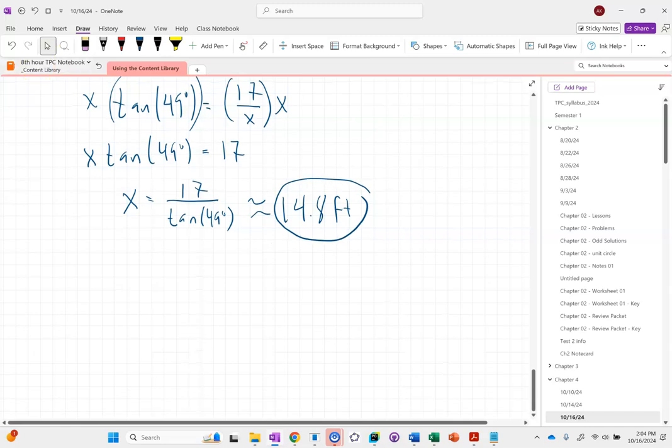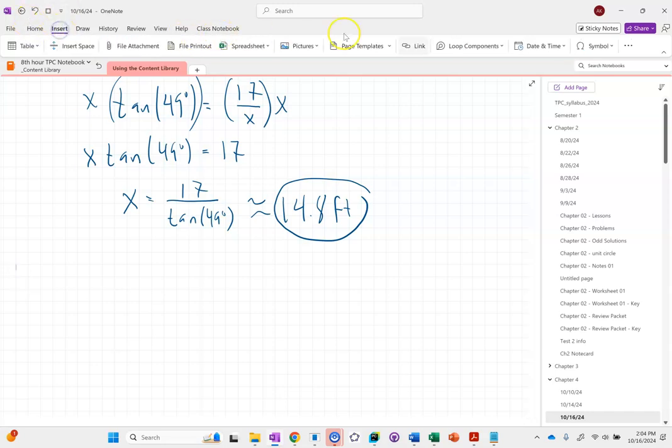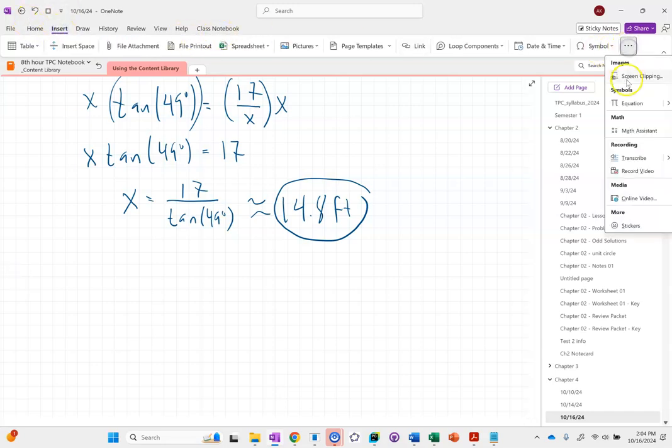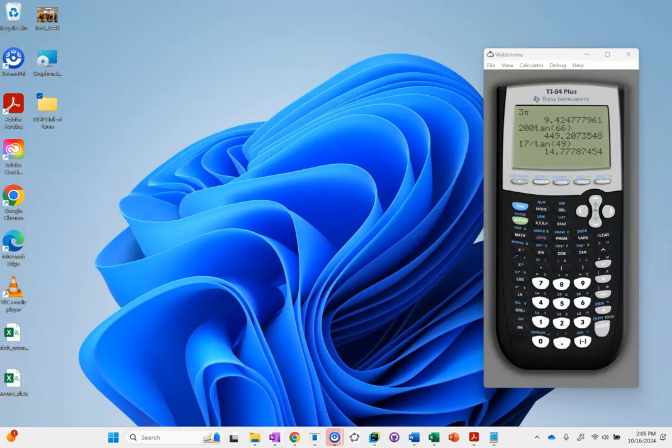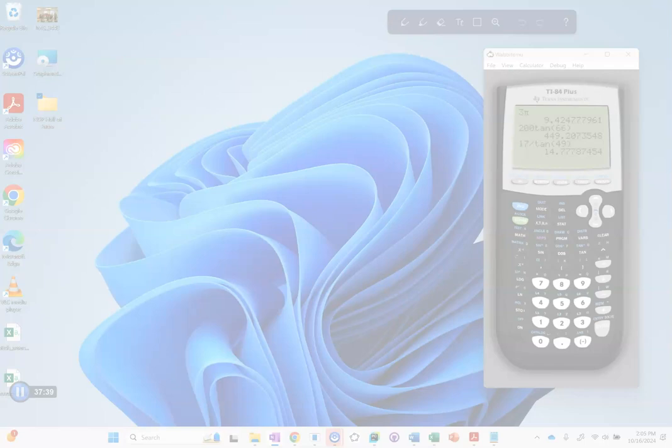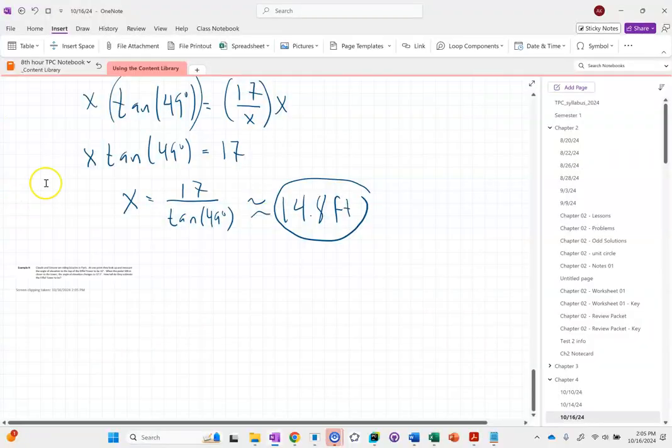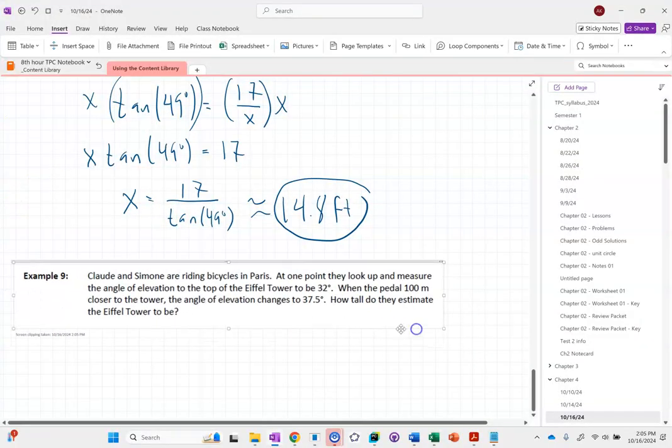No big deal there. Other than that, again, making sure you get that angle of depression in the right spot. Promise you I'll try to trick you. Do that same trick again. Don't be fooled. All right, one more example and we'll be done with 4.2.